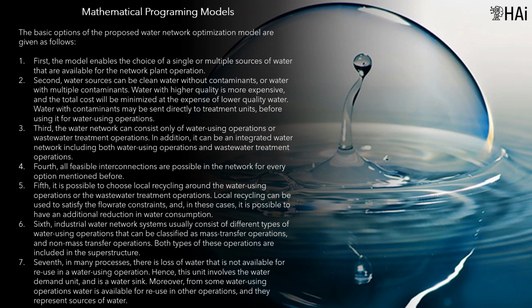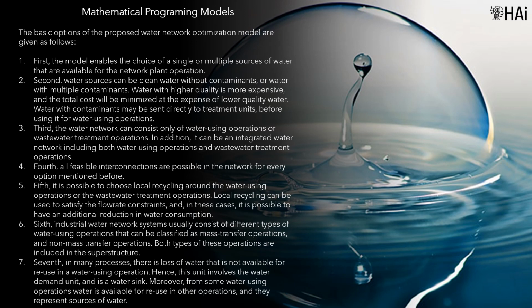The basic options of the proposed water network optimization model are given as follows. First, the model enables the choice of a single or multiple sources of water that are available for the network plant operation. Second, water sources can be clean water without contaminants, or water with multiple contaminants. Water with higher quality is more expensive, and the total cost will be minimized at the expense of lower quality water. Water with contaminants may be sent directly to treatment units, before using it for water-using operations. Third, the water network can consist only of water-using operations or wastewater treatment operations. In addition, it can be an integrated water network including both water-using operations and wastewater treatment operations.